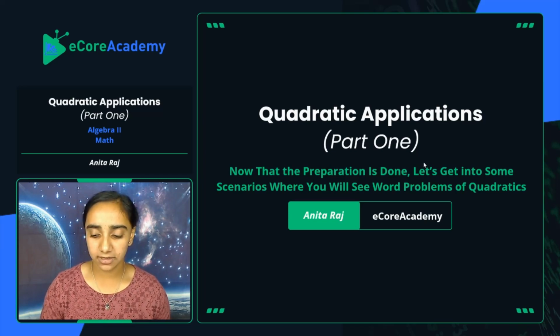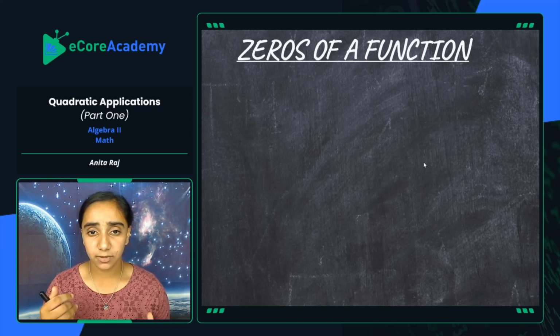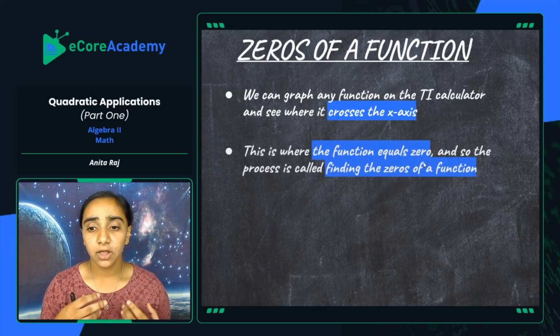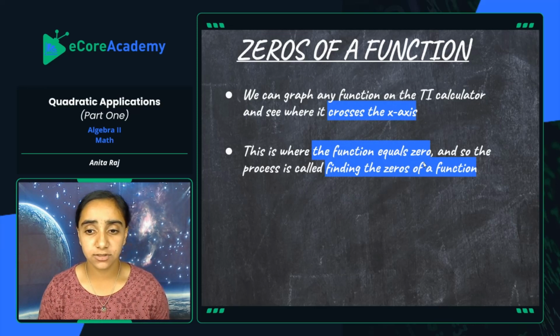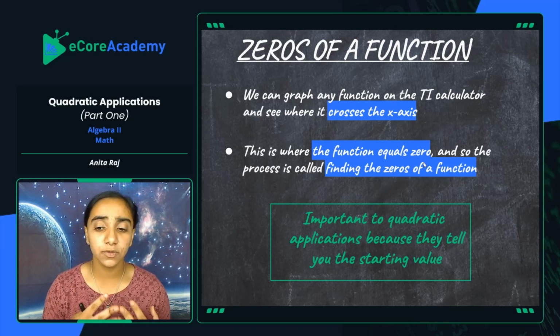Okay, let's go to the next slide. Here, let's talk about zeros of a function. This is what I was just mentioning. We can graph any function on the TI calculator and see where it crosses the x-axis. This is where the function equals 0, and so the process is called finding the zeros of a function. This is important to quadratic applications because they tell you the starting value.